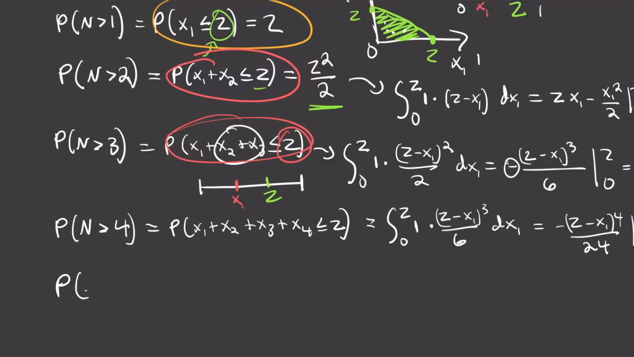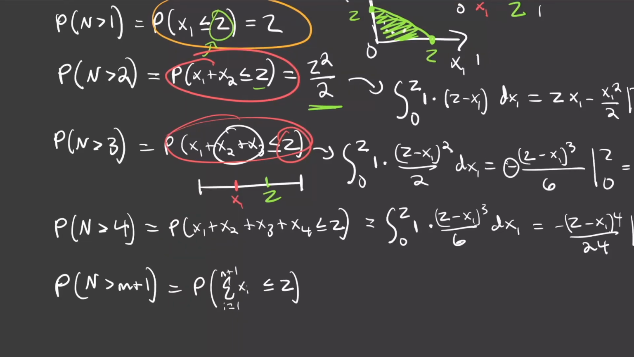I'm not going to do the whole thing, but I'll do the inductive step. So the probability that n is greater than m plus 1, let's do that. It's just going to be equal to the probability that the sum from i equals 1 to n plus 1 of x sub i, those summed up, are going to be less than or equal to z. So I condition on my x1, I'm integrating from 0 to z of that density, which is just 1, times the probability that the sum from i equals 2 to n plus 1 of x sub i, they're all going to be less than or equal to z minus x1, dx1.